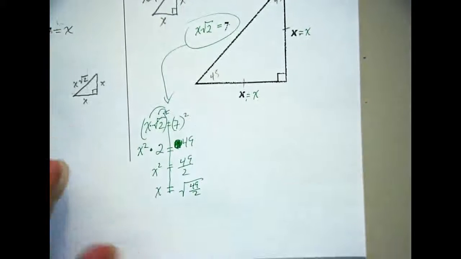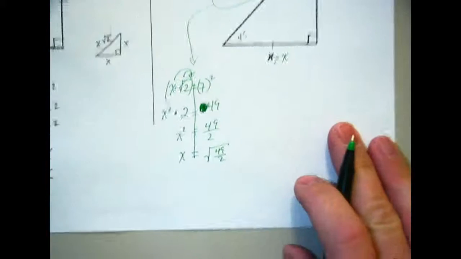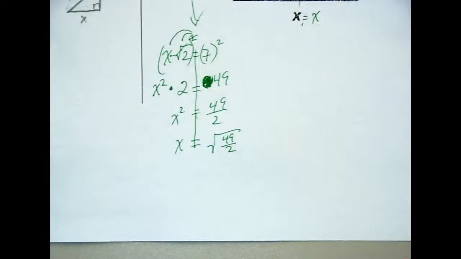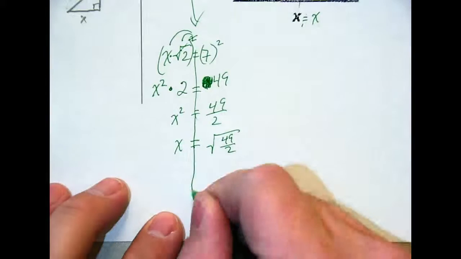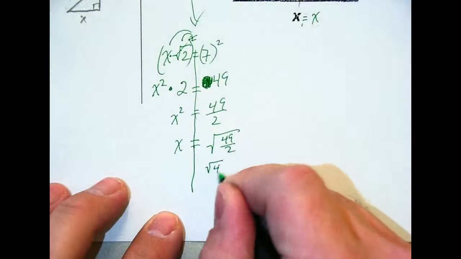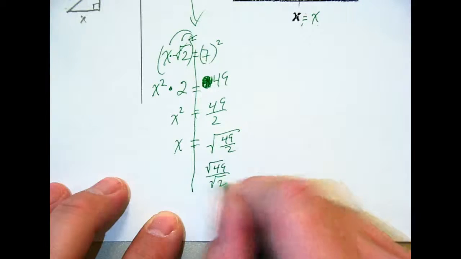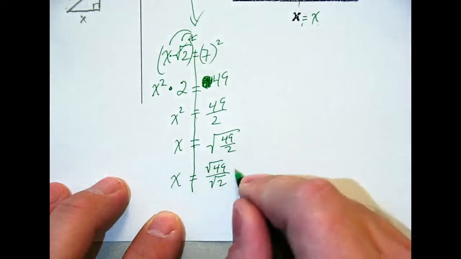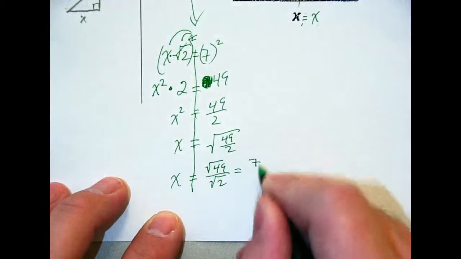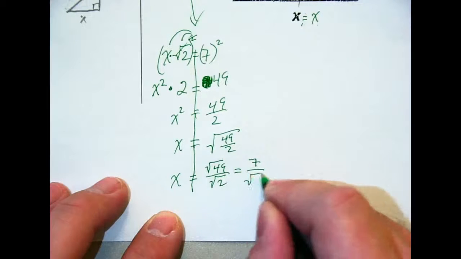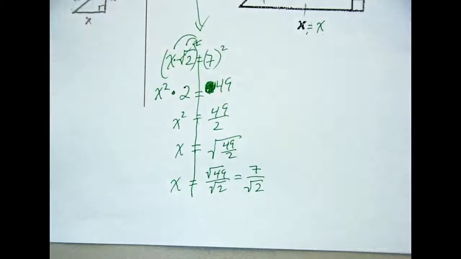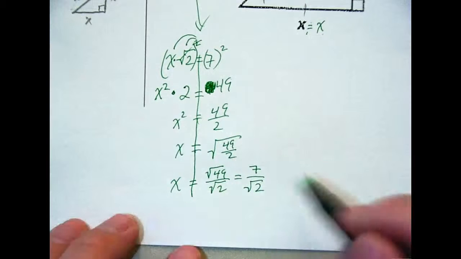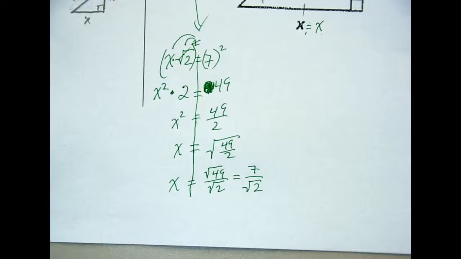Now it's poor form in math to leave a fraction under a radical. So you've got to break that up. That's root 49 over root 2. Good, which is 7. That's a perfect square over root 2. It's also poor form in math to have a radical in the denominator. You can't do that. Your radical is not rationalized, is what we call that.